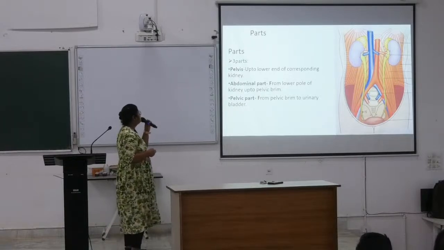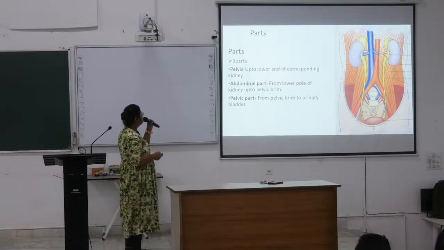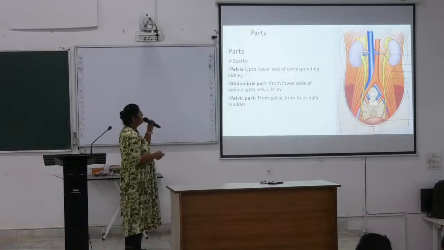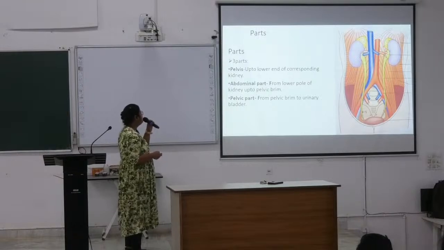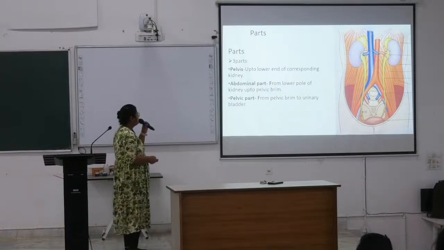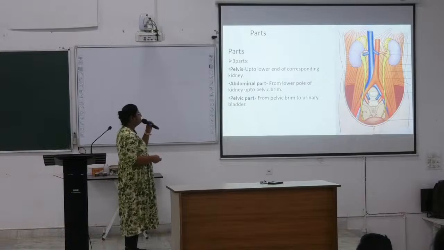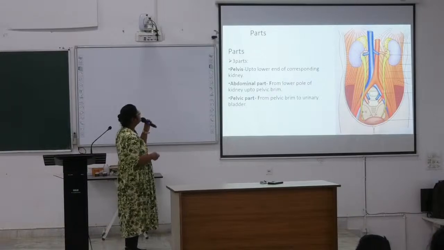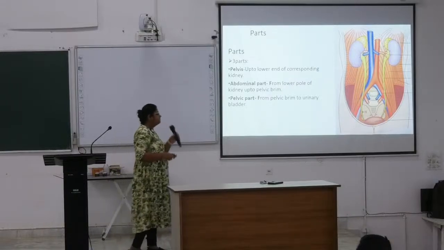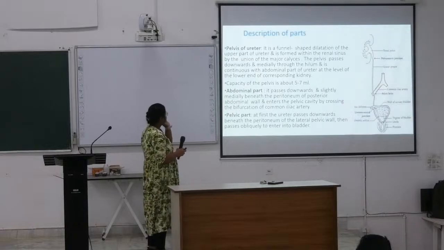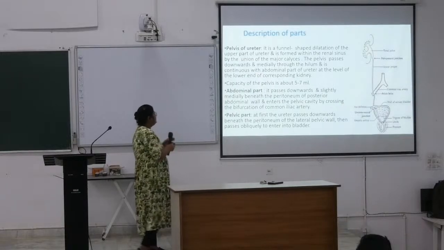Pelvis of the ureter, up to the lower end of the corresponding kidney, from the renal sinus up to the lower end of the corresponding kidney. This part is known as the pelvis of the ureter. Then the abdominal part, from the lower pole of the kidney up to the pelvic brim. Here, this part is the abdominal part. And the pelvic part, from the pelvic brim to the urinary bladder. Okay, so these are the three parts of the ureter. Next, the extent has been written.